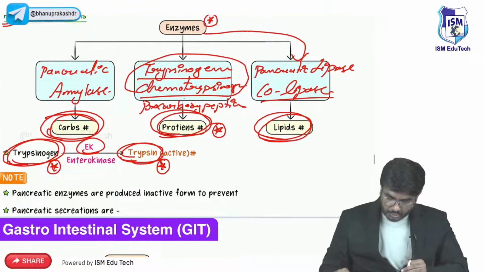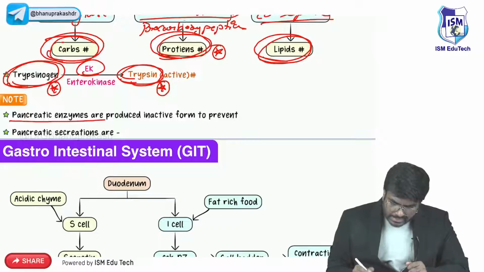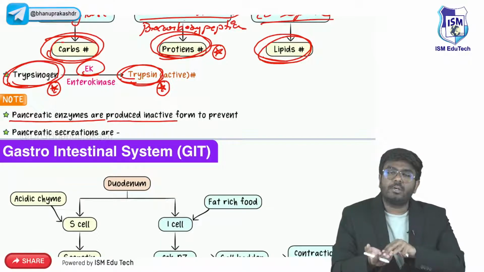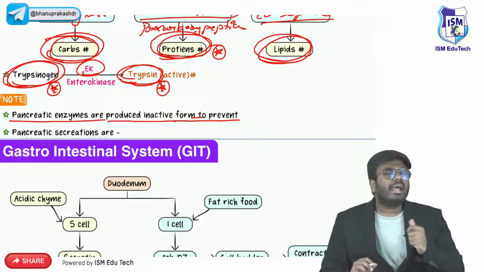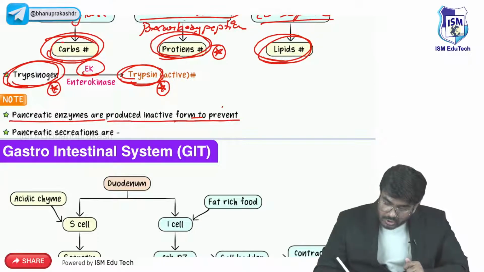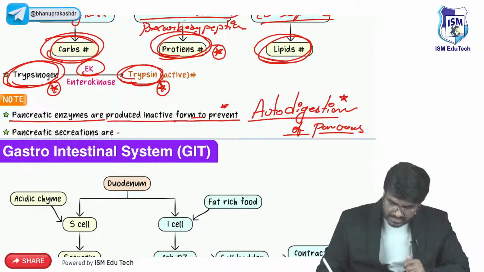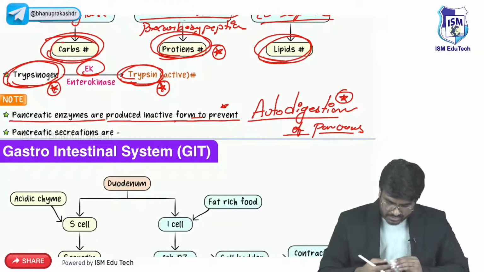Now, one more question which I want you to know is, can you answer this? Pancreatic enzymes like trypsinogen, chemotrypsinogen are produced in inactive form. Why inactive form? Why? Because to prevent autodigestion of the pancreas. Okay, so to prevent the autodigestion of the pancreas, these enzymes are produced in inactive form.